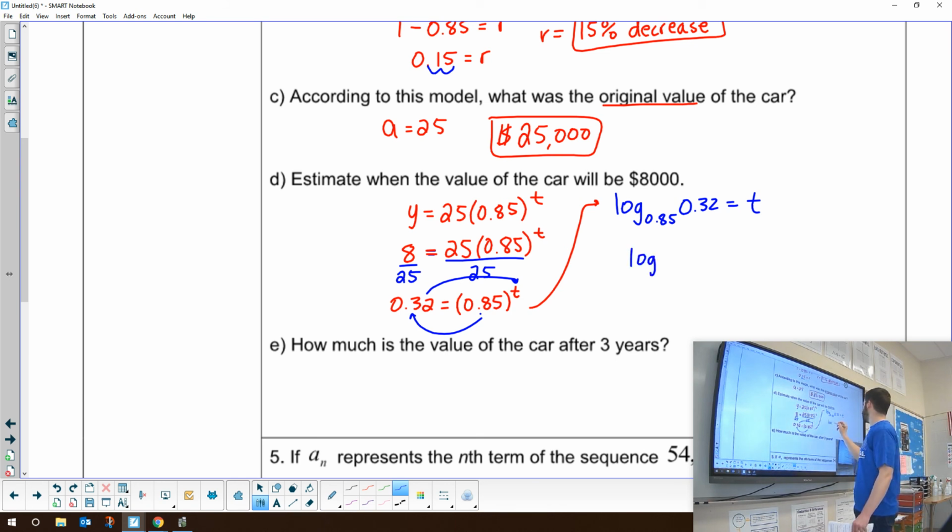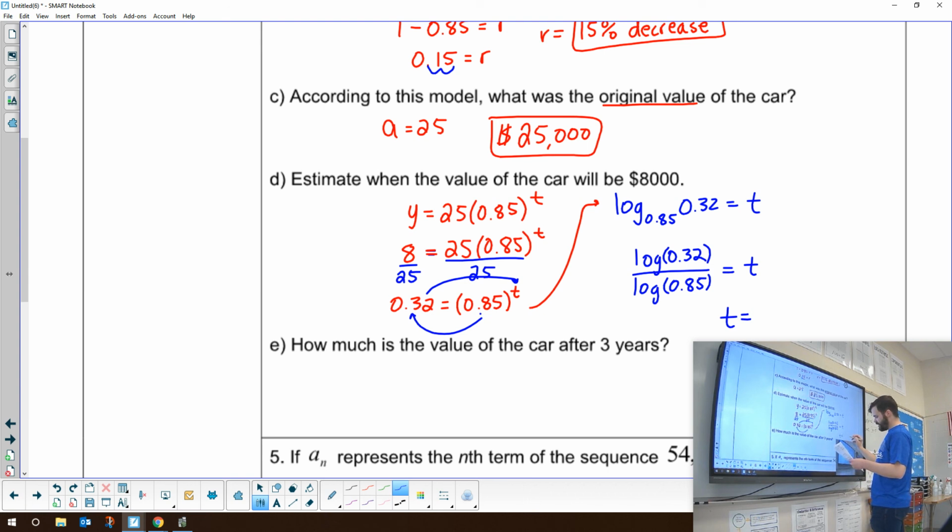I'm just going to plug in log of 0.32 divided by log of 0.85 into my calculator to find my time. And if I do that, I'm going to find out that my time is 7.011 after we round it. So I can say that my time is approximately 7 years.